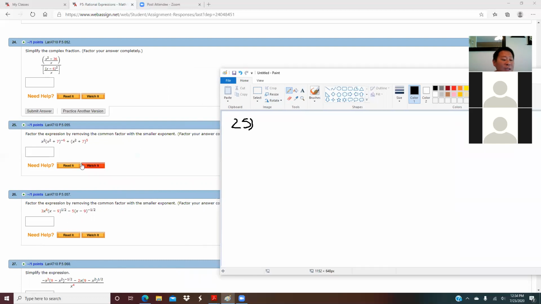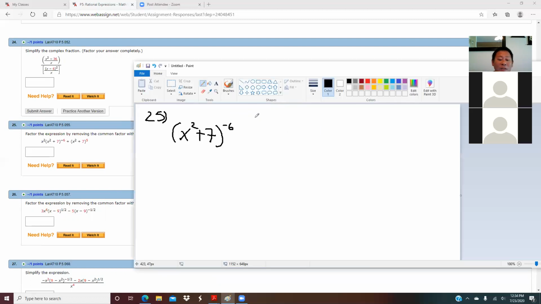So what you do here is the question wants you to factor the smaller exponents. If you look at this, between x squared minus 7 to the power of -6 and x squared minus 7 to the power of 5, they want you to factor out the smaller exponent. The smaller exponent in this case is the -6. So this question wants you to factor out x squared plus 7 to the power of -6, because that's the smallest exponent. Once you factor it out, what's left over on the first term is x squared.